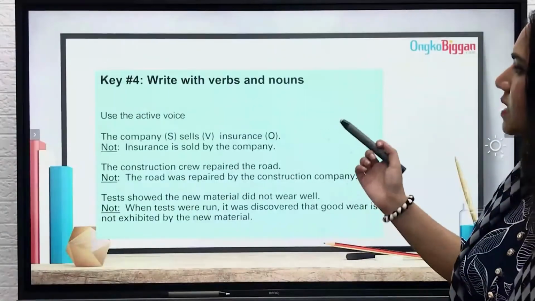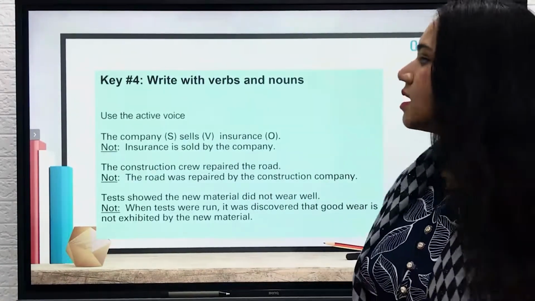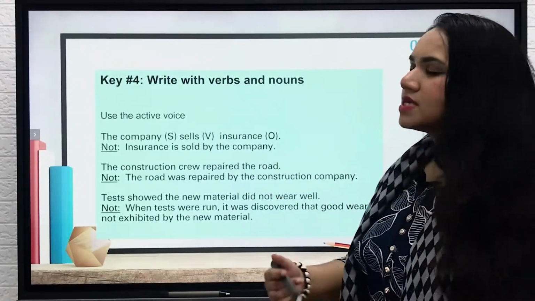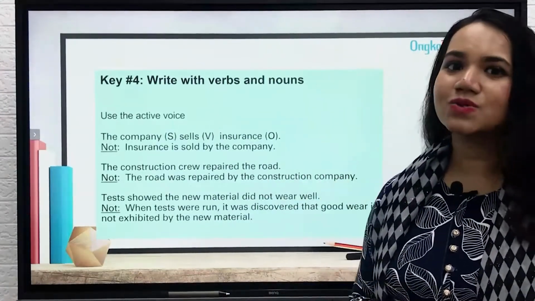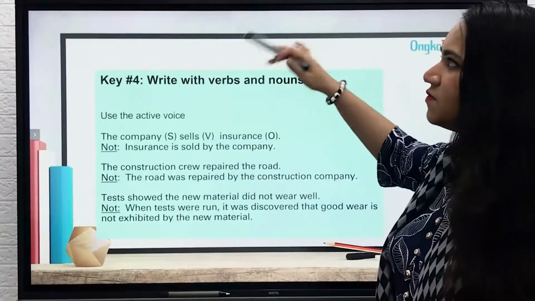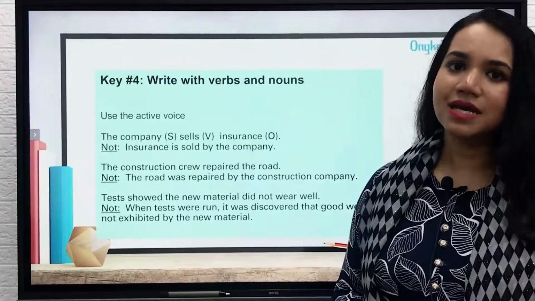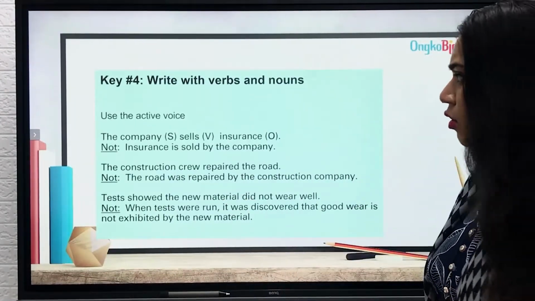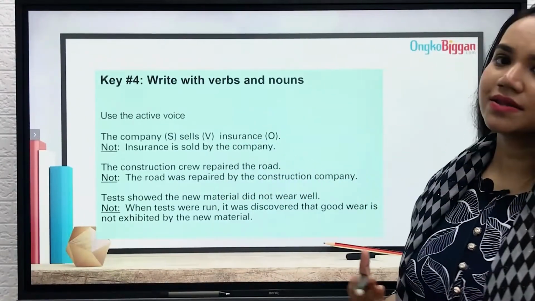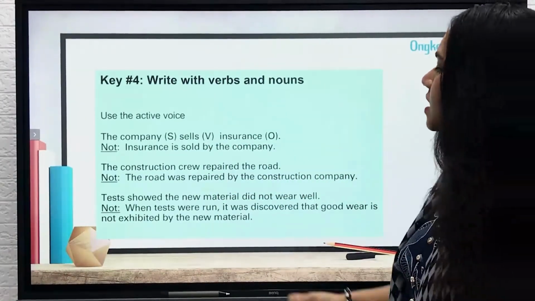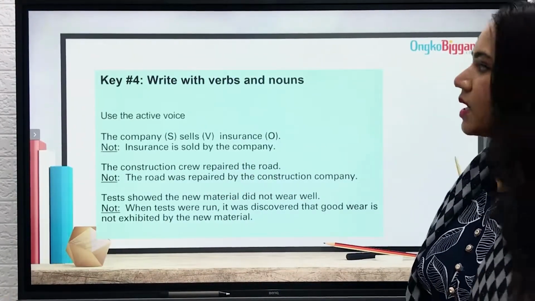Then we see, write with verbs and nouns. Make sure that you put all of the verbs and nouns in your sentences. Like using the active voice instead of the passive voice. Most of the time when we write, unless they tell you to convert the sentences from active voice to passive voice, unless they ask for a grammar topic like this, you have to write as already given on this board. The company sells insurance, not the insurance is sold by the company. The construction crew repaired the road, not the road was repaired by the construction company, okay?